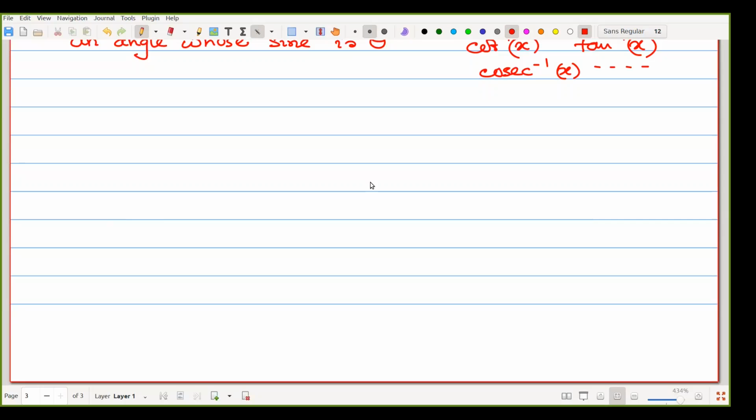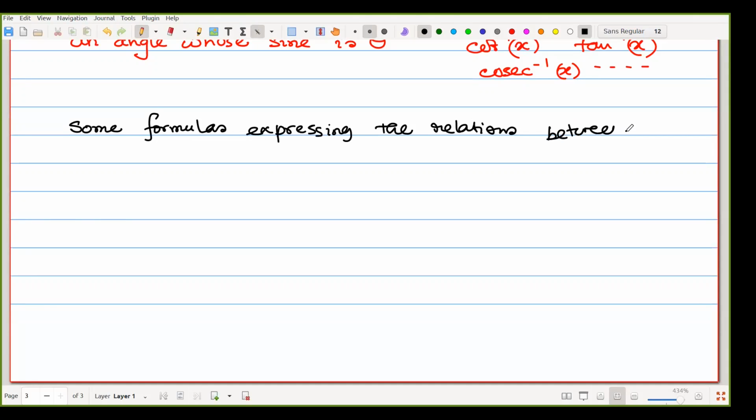Next one, some formulas expressing the relations between the trigonometrical functions or the t functions. The first one is called the reciprocal relations.